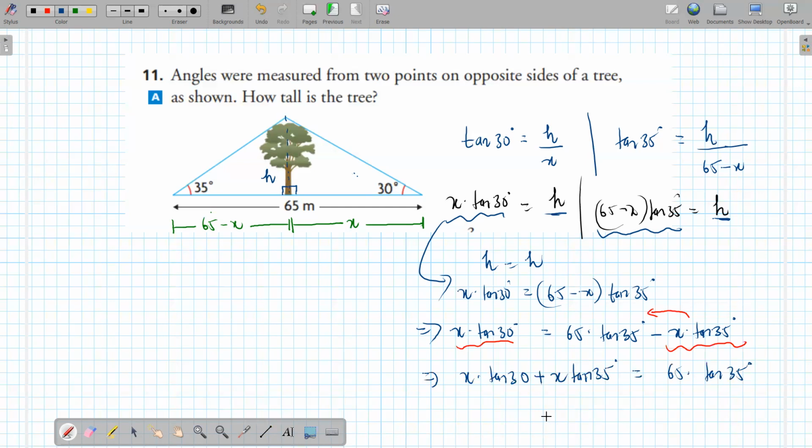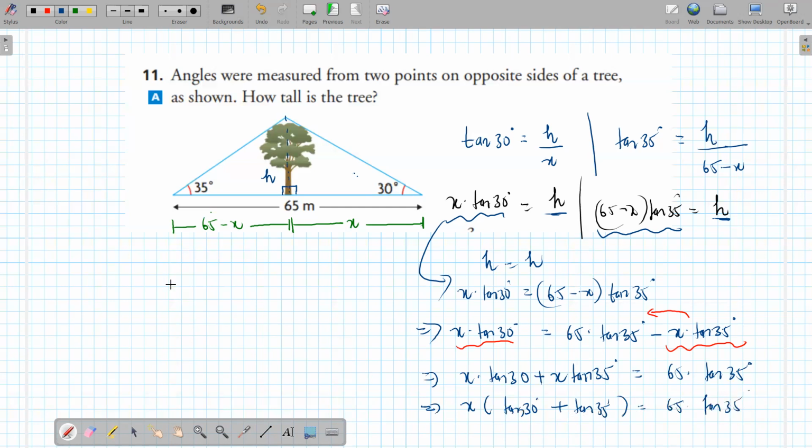You divide by 65? Nope. We're trying to solve for x, so we need to get rid of these guys. Can we pull something out on the left side? X? X. So that would be the next step. You want to pull out an x on the left. You get tan 30 plus tan 35. And this is going to be equal to 65 times tan 35.